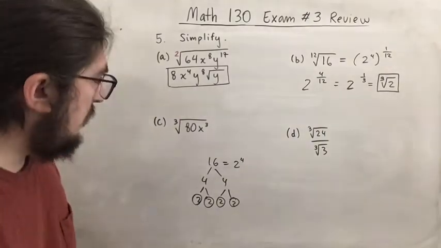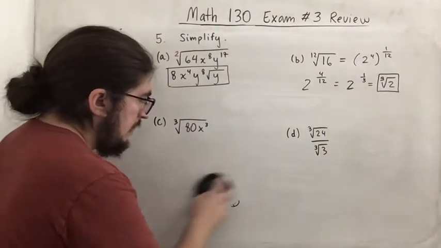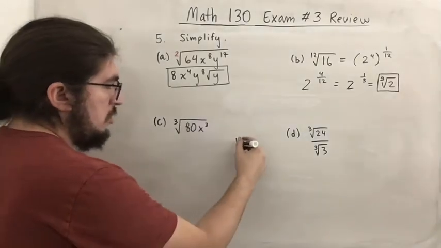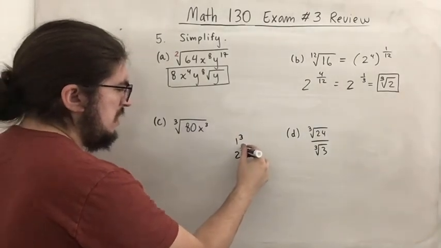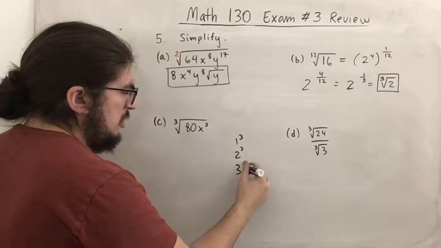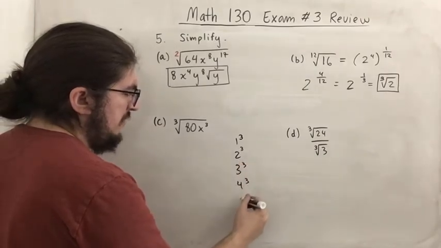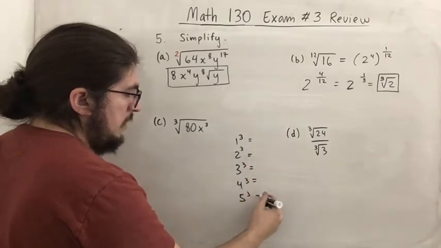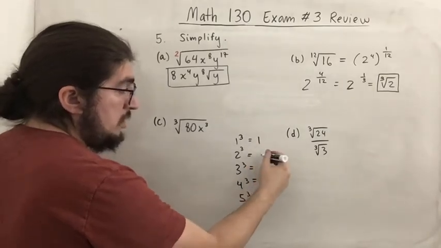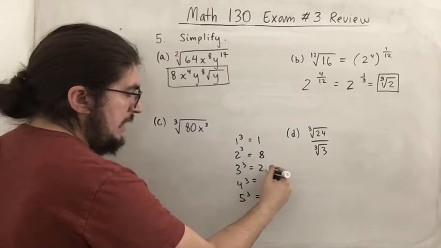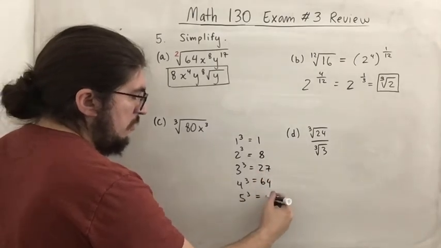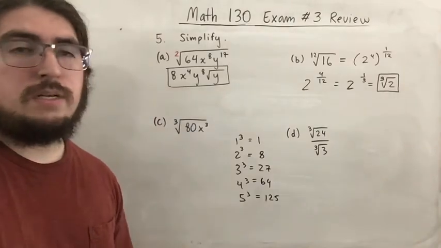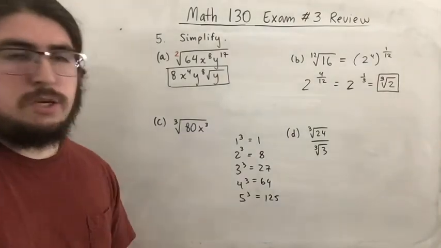Okay, so now with this one, 80 actually has no cube root, and you can see that by looking at cubes. So 1 cubed, 2 cubed, 3 cubed, 4 cubed, and then 5 cubed bypasses it. So what do I mean by bypasses it? It skips 80. So 1 cubed is 1, 2 cubed is 2 times 2 times 2, which is 4 times 2, that's 8. That's 27, this is 64, that's 125. So 80 is skipped. So 80 actually has no integer cube root, I should say.